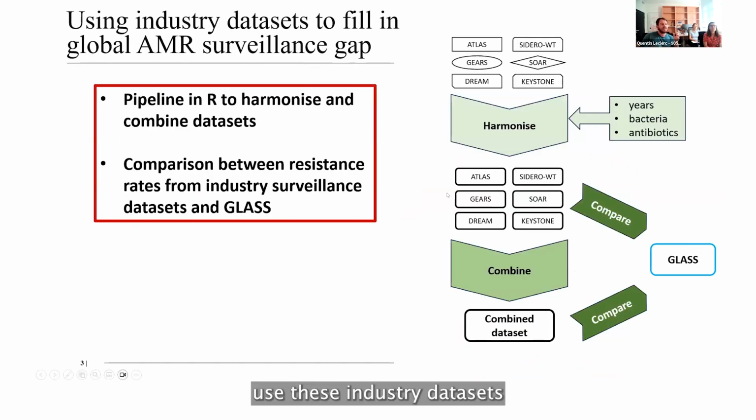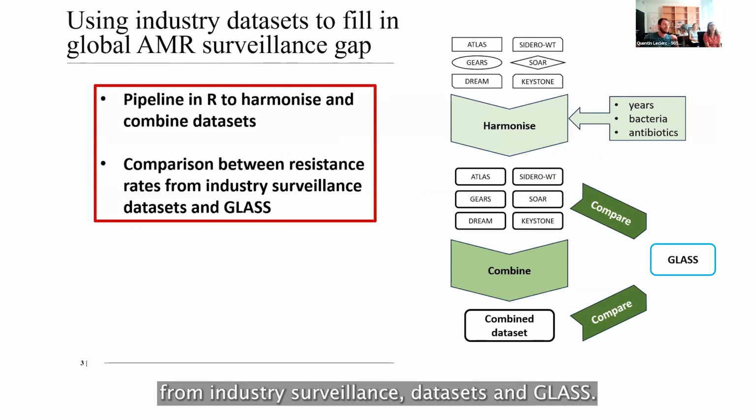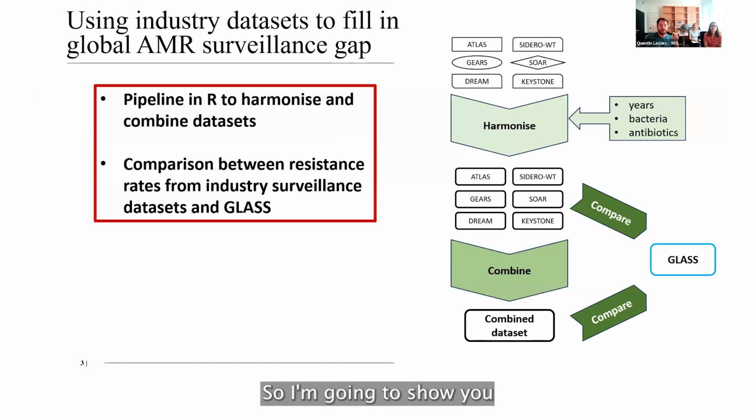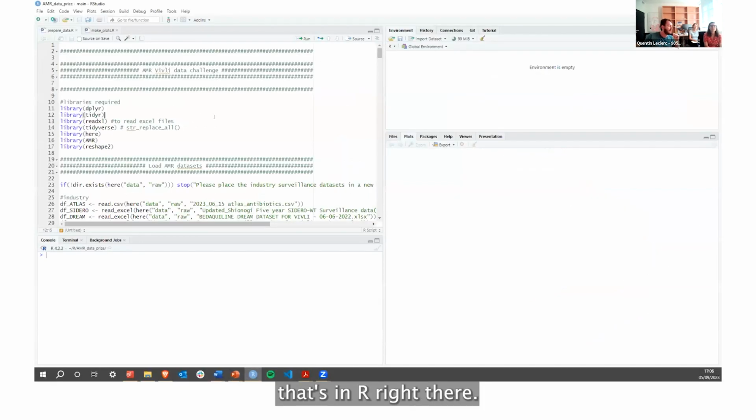So how do we use these industry datasets to fill in global AMR surveillance gaps? For this, we provide a pipeline in R to harmonize and combine these datasets, and also provide a comparison between resistance rates from industry surveillance datasets and GLASS. So I'm going to show you that in R right now.